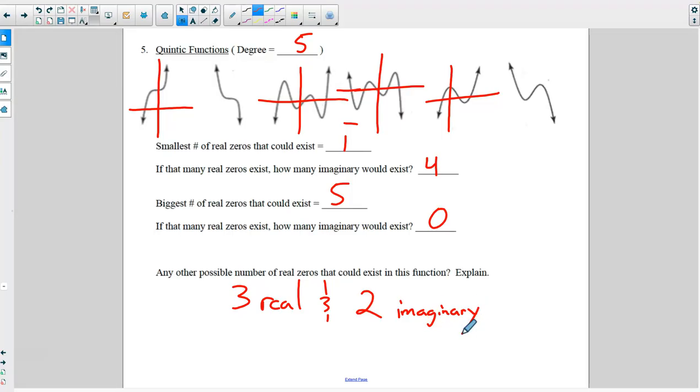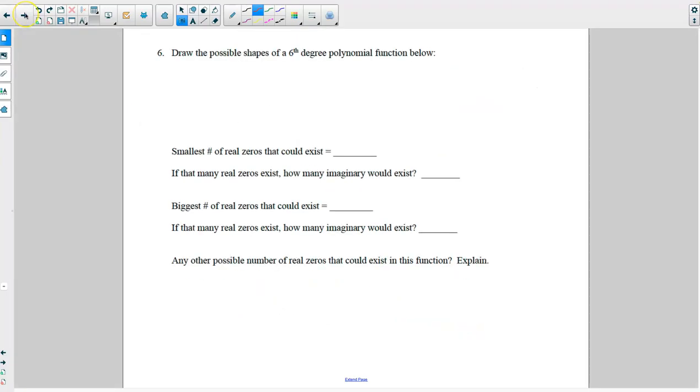All right. Number 6. I'll draw some possible ones. You can draw them down too. Now, a 6th degree can look like a degree 2. It can look like a normal quadratic. It could look like that. It would be a little more boxy, honestly, but it could look like that.